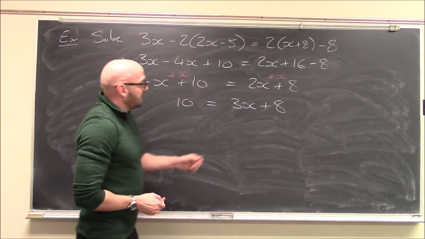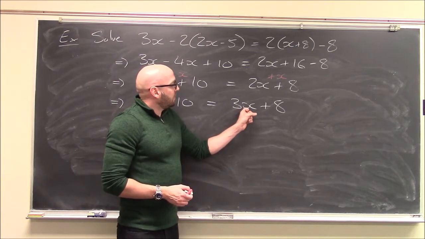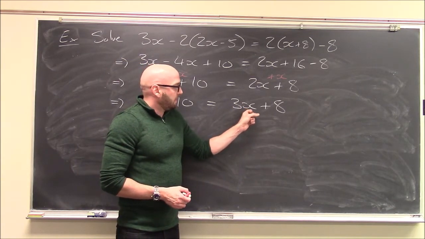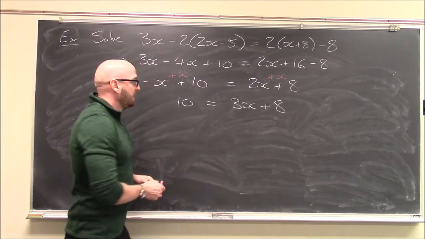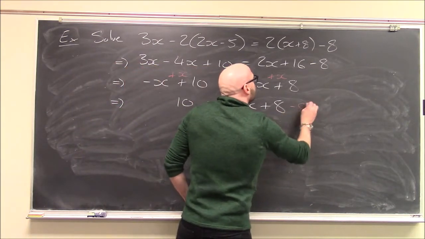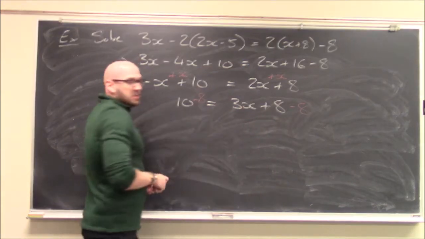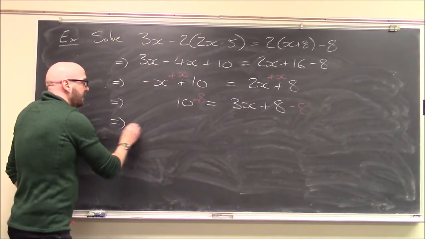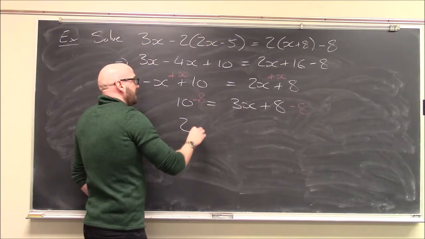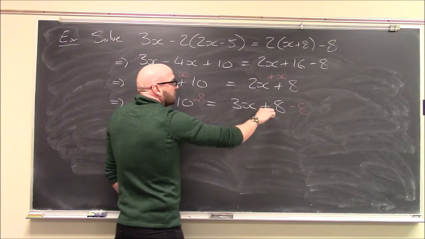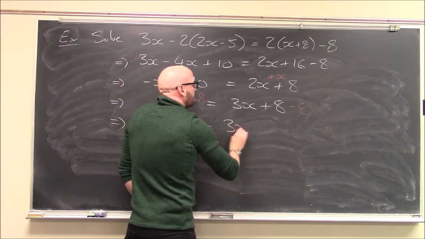Again, I want to isolate x, I want to get x by itself, so to get just 3x by itself, I need to subtract 8 from both sides. So let's do that. Let's subtract 8 from both sides of the equation. And that will give me 2. 10 minus 8 is 2, is equal to 3x plus 8 minus 8 is equal to 3x.